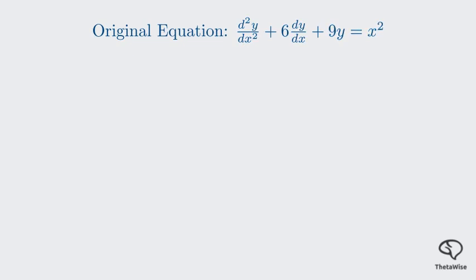We use the method of undetermined coefficients. The idea is to guess the form of the particular solution based on the non-homogeneous term. Since the right-hand side is a polynomial of degree 2, our guess for yp should be a general polynomial of degree 2. So we guess that yp has the form c x squared plus d x plus e. Here c, d, and e are constants that we will determine.